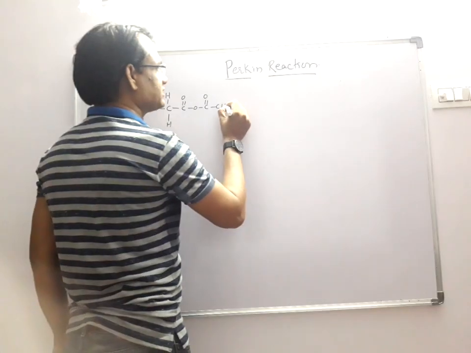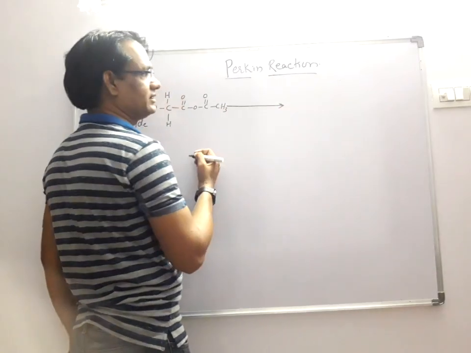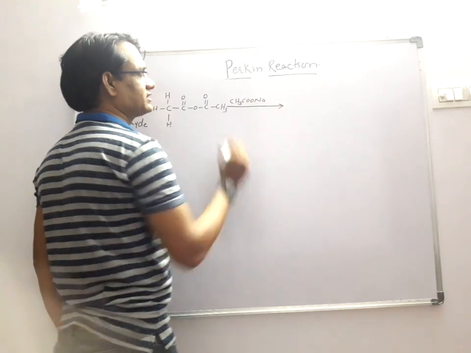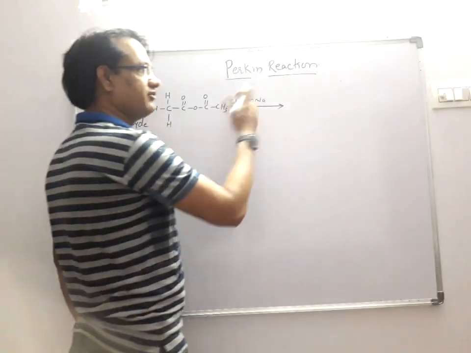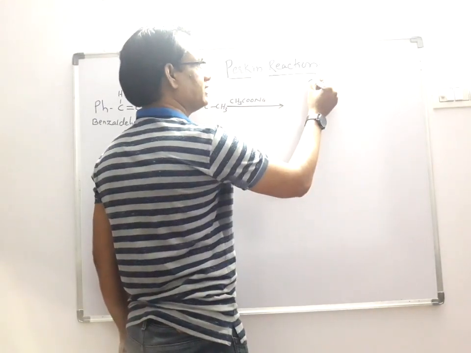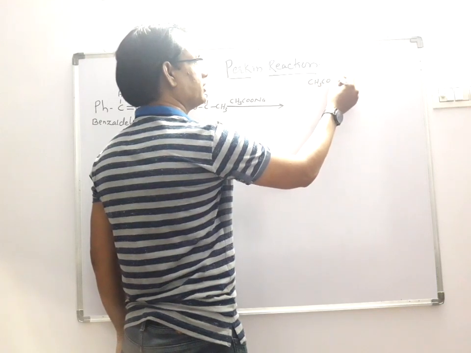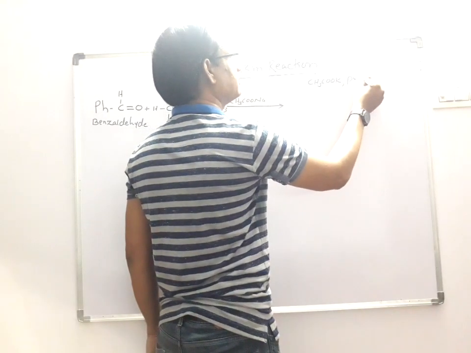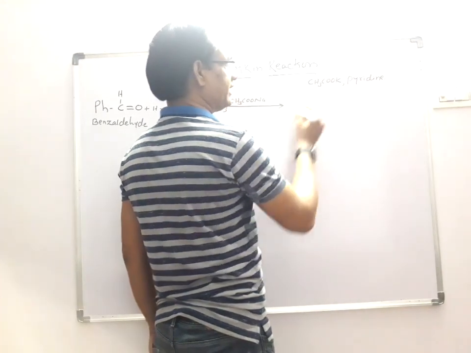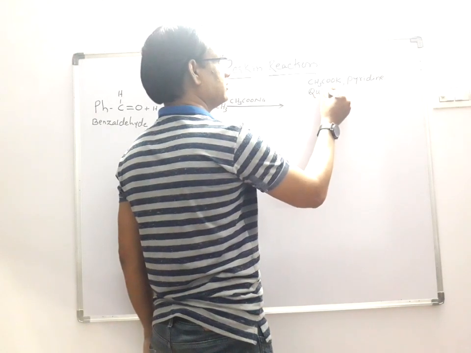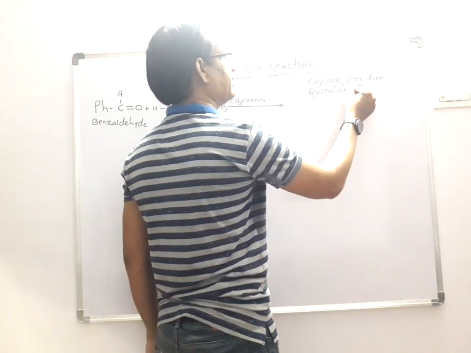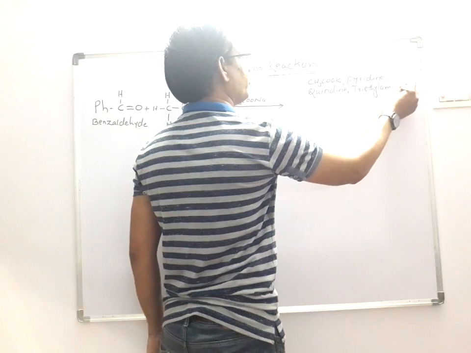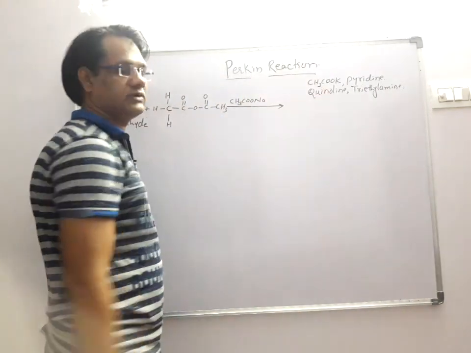Now this reaction is carried out in presence of a catalyst. We can take sodium salt of carboxylic acid. Instead of this we can take other substances, like we can take potassium acetate, we can take pyridine, we can take quinoline, we can take triethylamine, right? Instead of this we can also take this one.